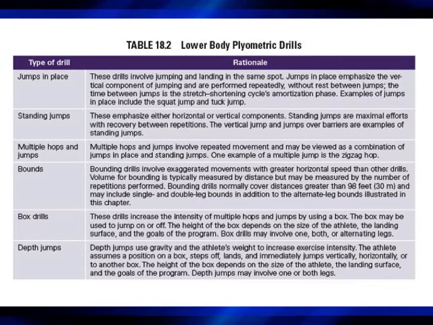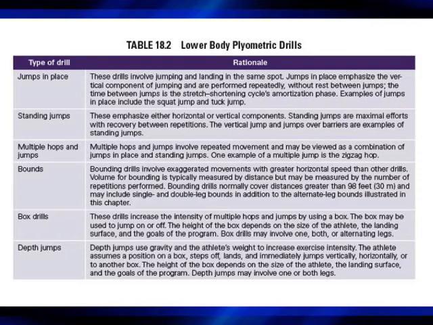Multiple hops and jumps involve repeated movements and may be viewed as a combination of jumps in place and standing jumps. So one example of this is a zigzag hop where you can do over cones or over some sort of ladder, anything like this where you have a zigzag hop, which is multiple hops in a row or jumps. So they can have a vertical and/or horizontal component. Then we have bounds, which are any type of bounding drills, involve exaggerated movements with greater horizontal speed than other drills, and you can read more about that in that description.